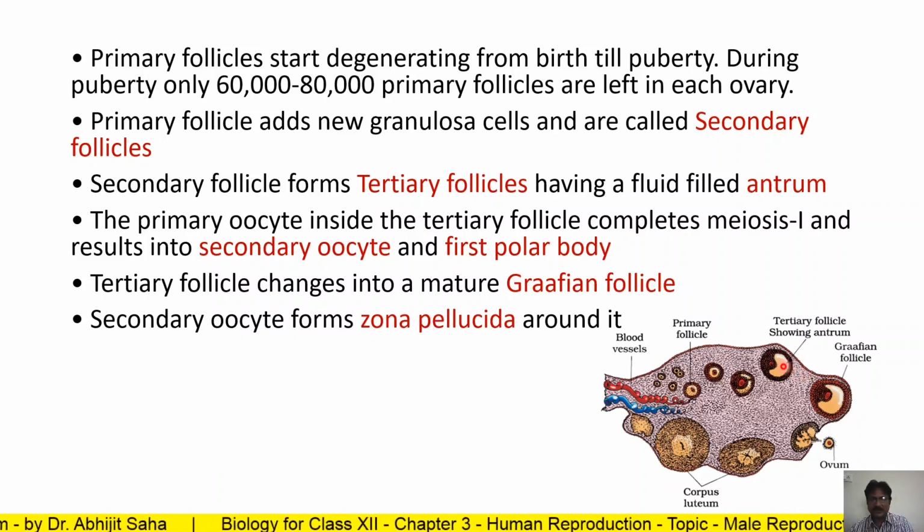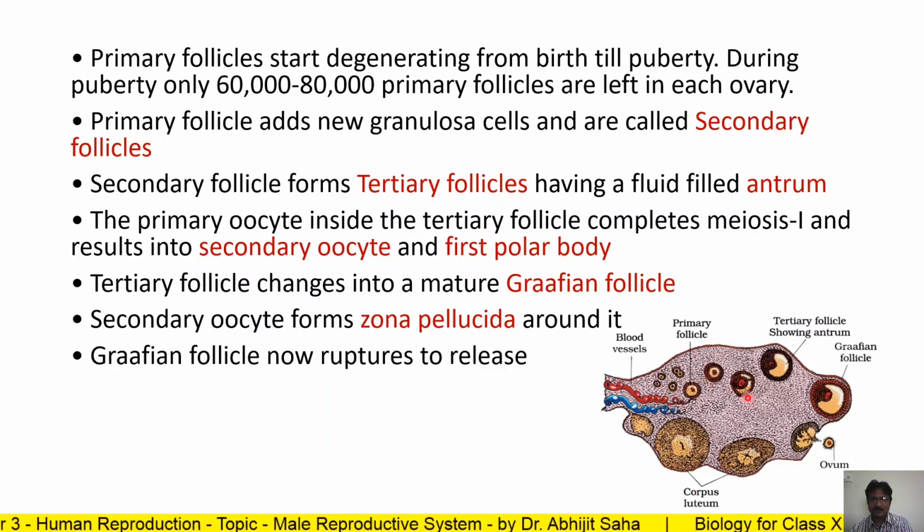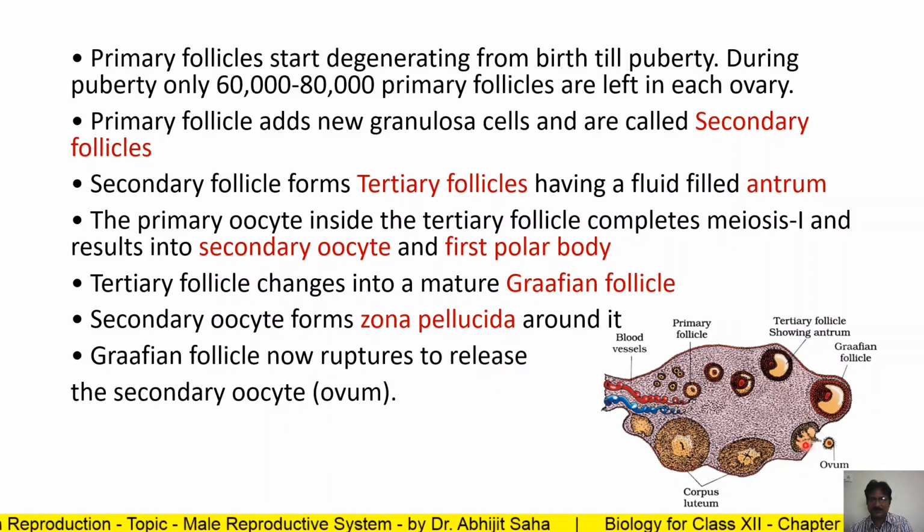The secondary oocyte, which is inside this Graafian follicle, by this time develops the zona pellucida. Zona pellucida is a layer over the ovum. We'll discuss the zona pellucida again when we study in detail the structure of the ovum. The Graafian follicle now at this stage releases the secondary oocyte, which is otherwise now called the ovum.